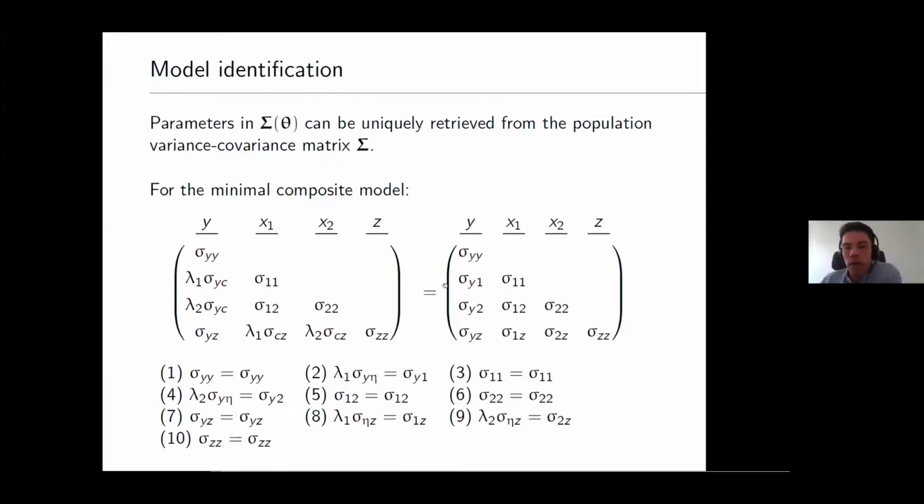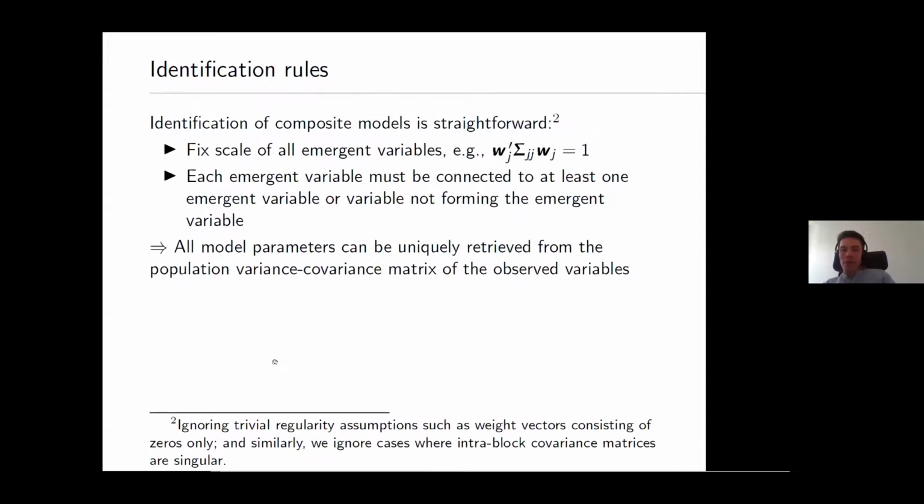And what we do is we equate all the elements and investigate whether we find a unique solution for our parameters. So keep in mind again, we are not really interested in the lambdas, but in the weights. But as I said, the lambdas are dependent on the weights. So as you can imagine, it's quite cumbersome, in particular if you have larger models, to check whether we can solve these equations uniquely. So fortunately, we have some rules that we can follow to assess whether our model is identified.